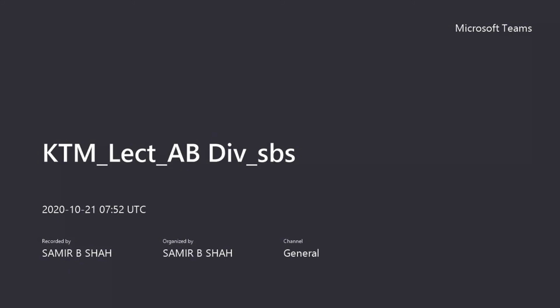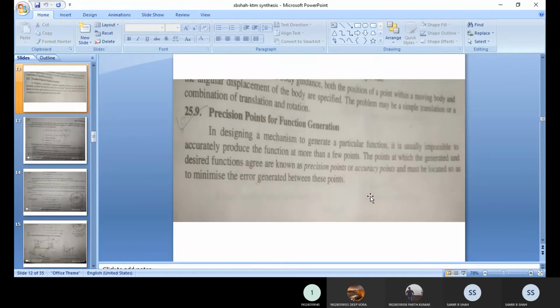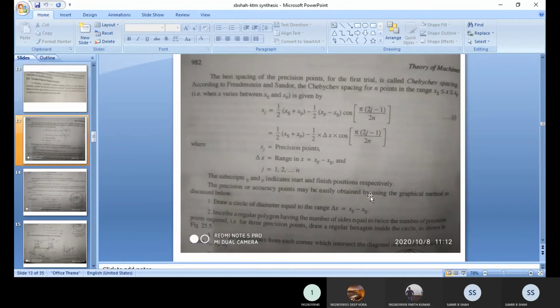The basics of synthesis. Now, precision points for function generation. As we know very well, we use the Chebyshev equation for spacing of the precision points and the range which is given to you, that is, from the starting point to the finish point. The Chebyshev spacing can be defined with the help of Freudenstein and Sanders' equation.